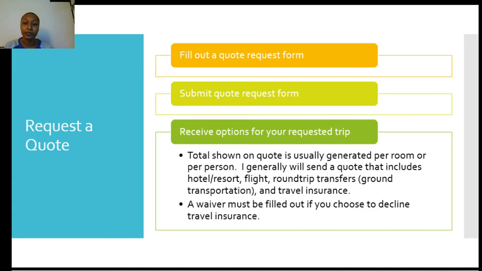Now, when I send a quote, it generally includes your hotel and resort, your round trip air, your round trip transfers, which is basically ground transportation, and travel insurance. Now, if you choose to decline travel insurance at this time, I do need for you to fill out a waiver. This way, I have documentation stating that you understood the risk of you not insuring your trip, and if you, for some reason, have to cancel, because there has been a lot of cancellations, you end up losing some money. You understood the risk when you decided not to put the insurance on there.